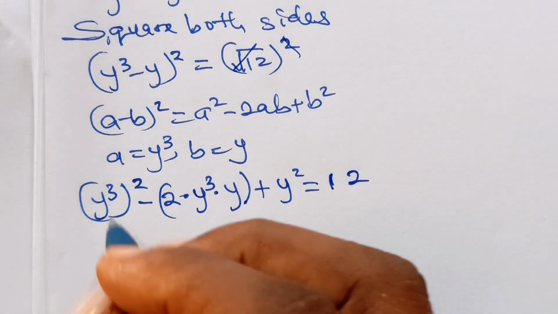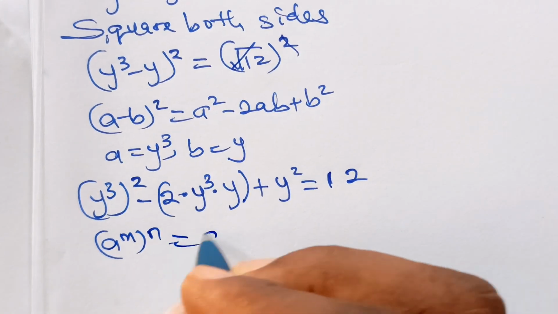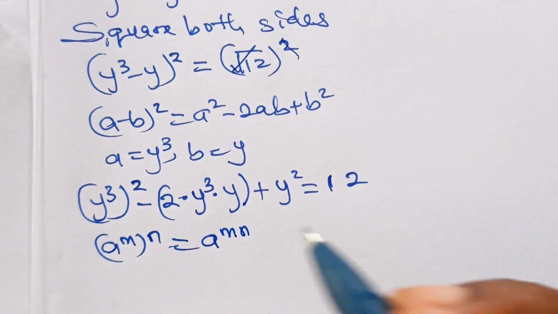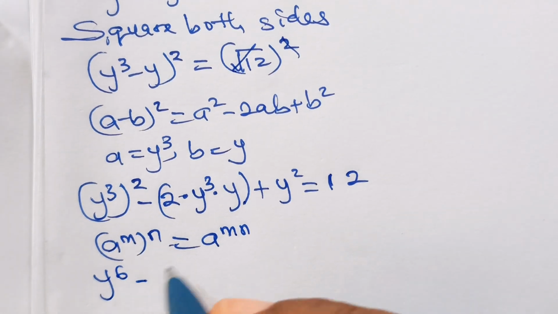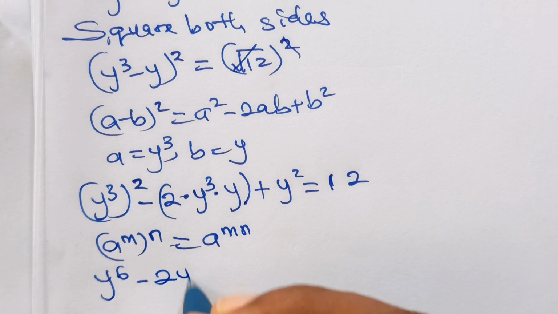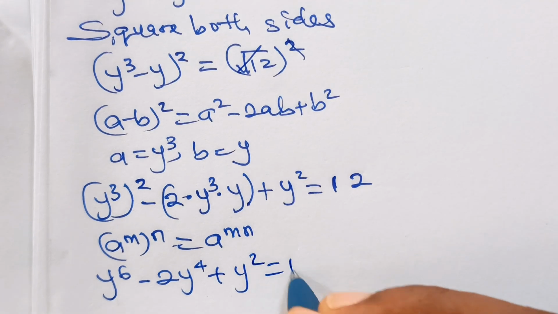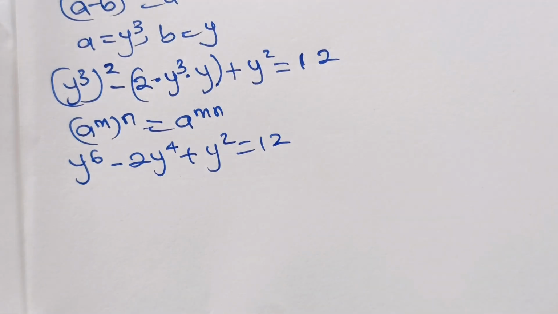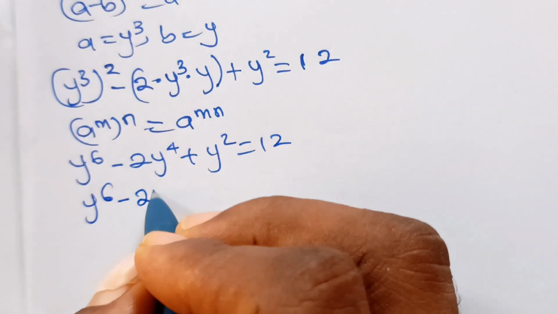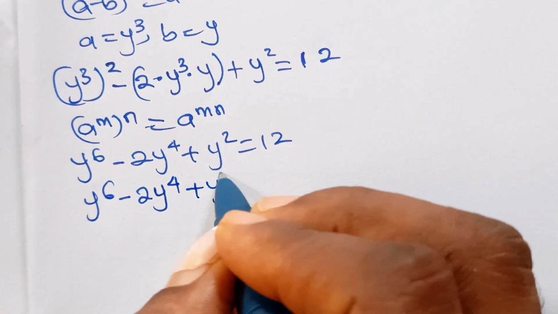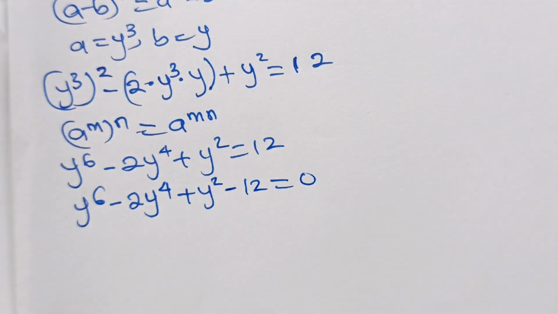Okay, all right. Now, when you have a to the power of m raised to the power of n, it is equal to a to the power of m times n. Therefore, we can write this as y to the power of 3 times 2, which is 6, minus 2y to the power of 4, plus y squared is equal to 12. Now, let's bring this 12 in. So if we do that, we have y to the power of 6 minus 2y to the power of 4 plus y squared. This will be transposed to be minus 12 is equal to 0.